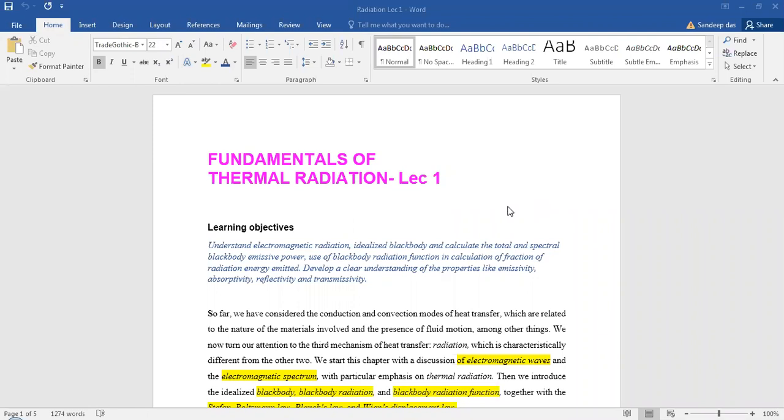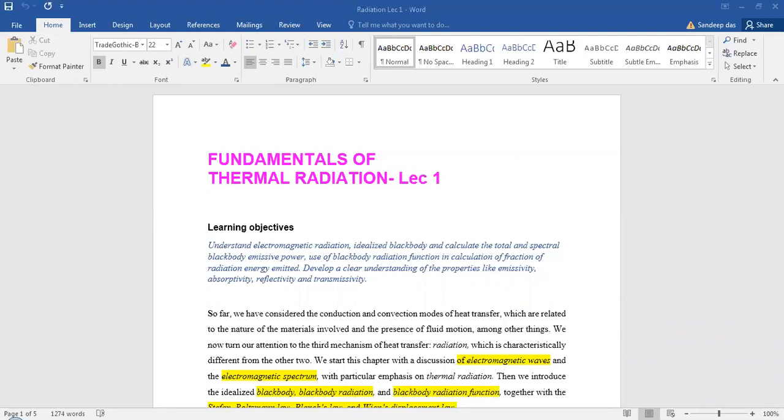Well, I have prepared this lecture by taking a reference from the book Heat Transfer: A Modern Approach, written by Yunus A. Cengel. You can also follow that book for proper understanding and more elaboration. Let's understand what are the learning objectives of this chapter.